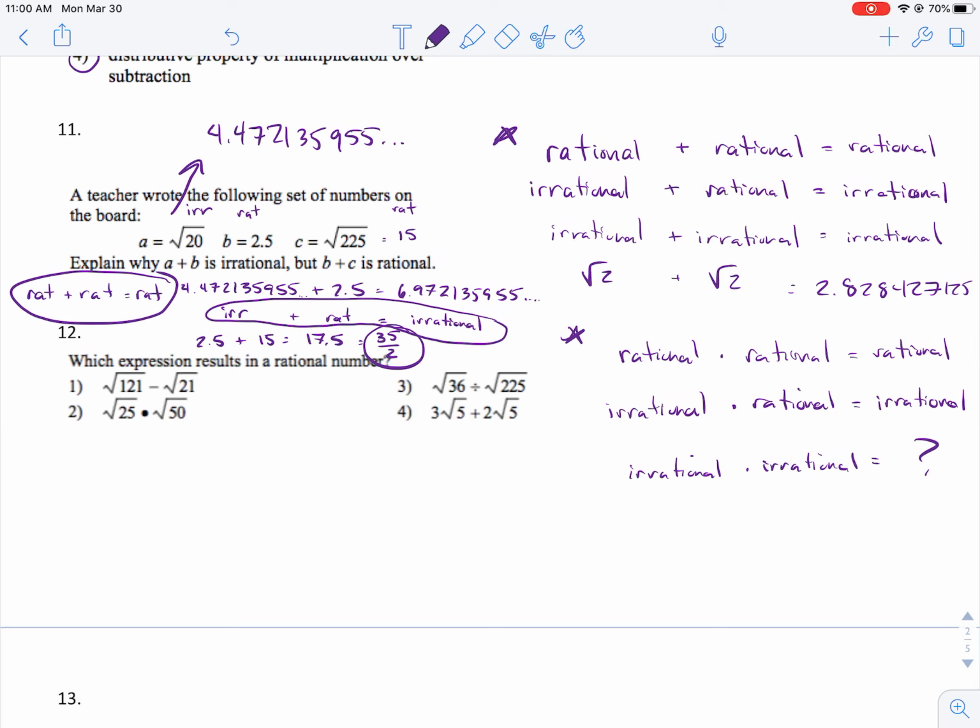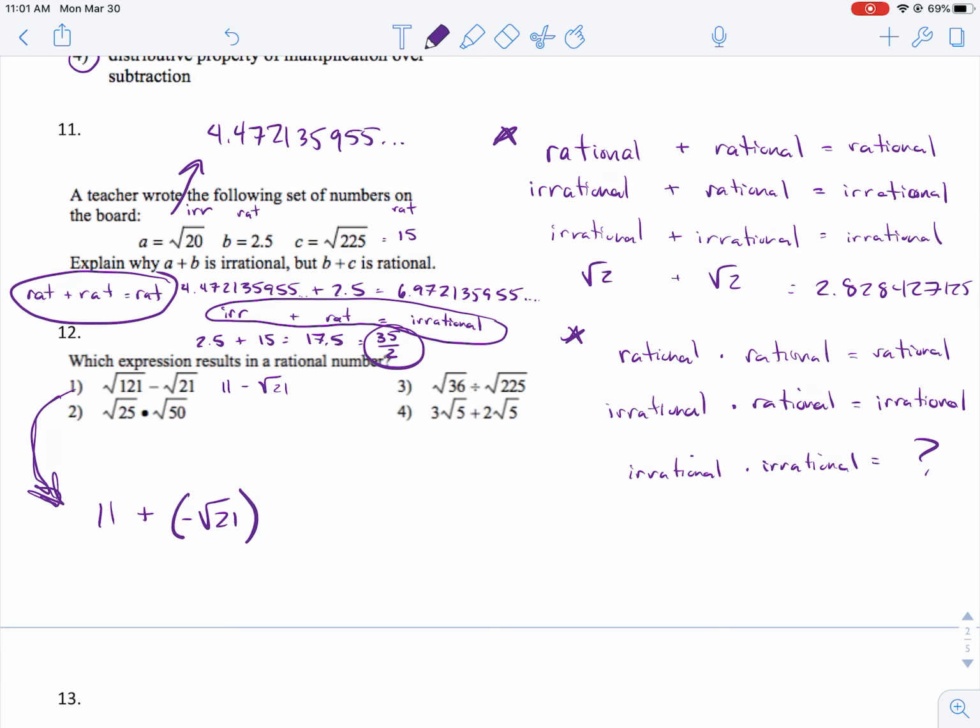Okay, so if you look at the one down below, let's just take a peek at what these numbers are. So the square root of 121, if you didn't recognize it before, is 11. So we've got 11 minus the square root of 21. All right. Now, I'm going to move this down here.